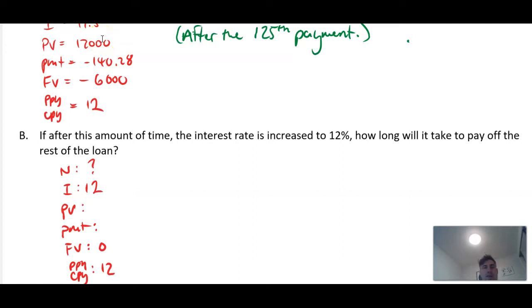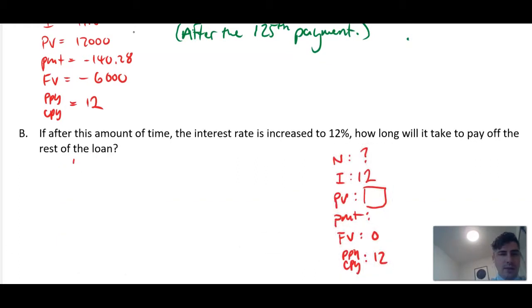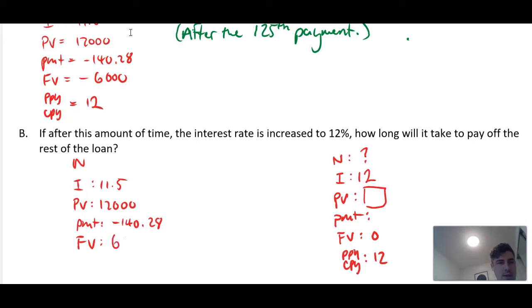And now this is the tricky bit. We need to know what the PV was here. Now the principal value is the number that you got to in the first part of the loan. So what we actually need to do here is work out PV from another calculation starting from the beginning. So this is with the 11.5% interest rate. PV was 12,000. PMT 140.28. FV was 6 grand, but negative 6 grand. But I'll come back to that in a second.